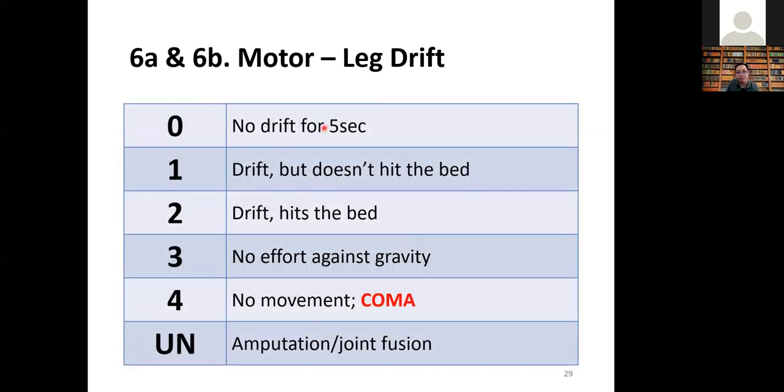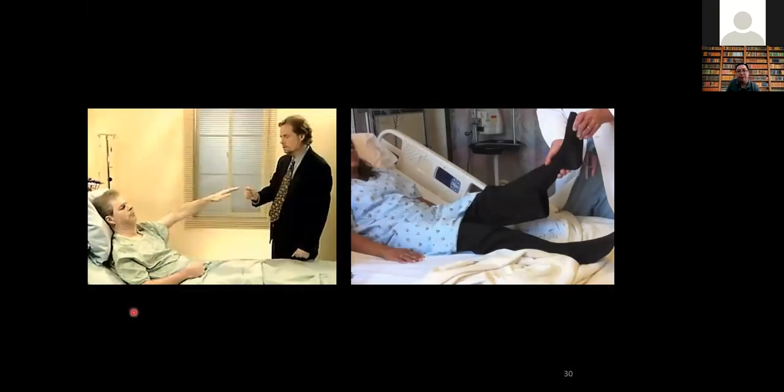Same thing. If there's no drift for 5 seconds, you score 0. Drift doesn't hit the bed, 1. Drift and hit the bed, 2. No effort against gravity at all, but there is horizontal movement on the bed surface, you score 3. No movement at all, or the patient is comatose, you score 4. If the patient has a hip amputation or a fused hip joint, then you write UN.